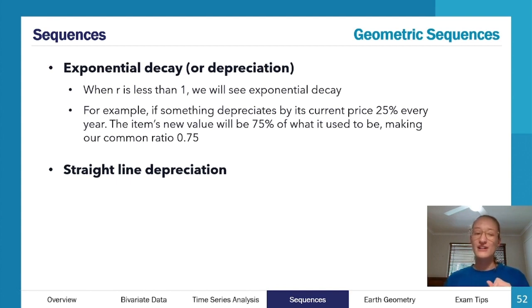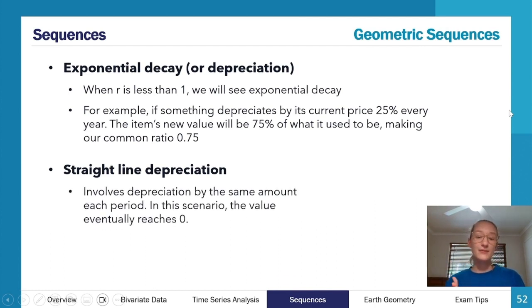Last thing I'll draw your attention to is the fact that exponential decay is again that geometric sequence when r is less than 1. It might start at this value and then lose 25%, and it'll keep losing value, but still making an exponential curve.